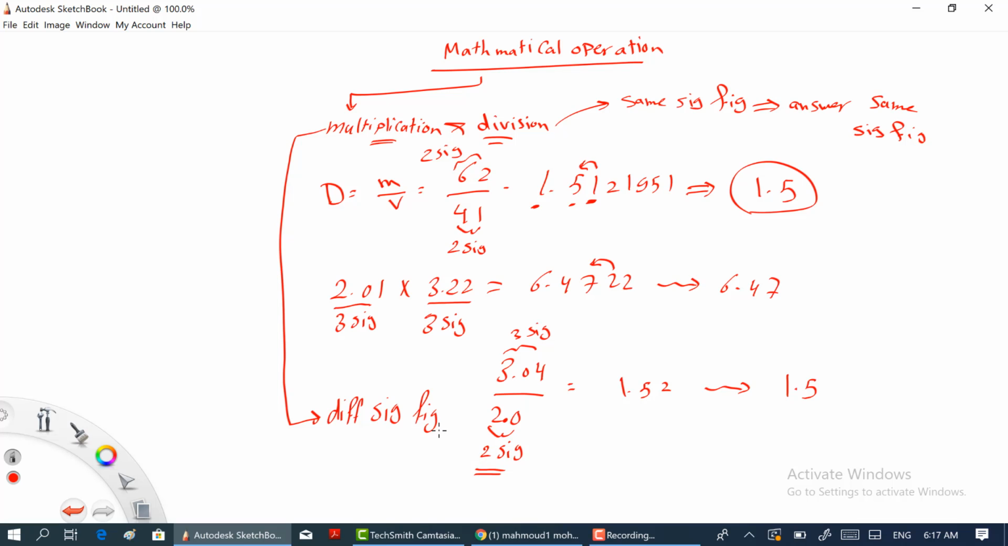This is the fewer significant figures rule for numbers with different significant figures. We take the lesser number of significant figures. So 1.5 will be the answer.